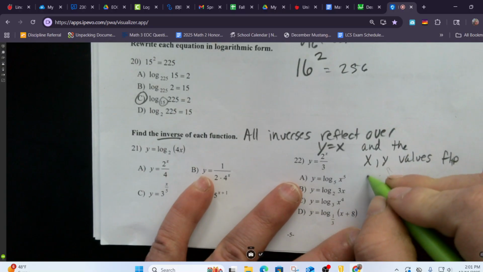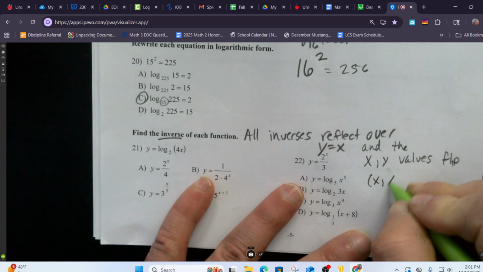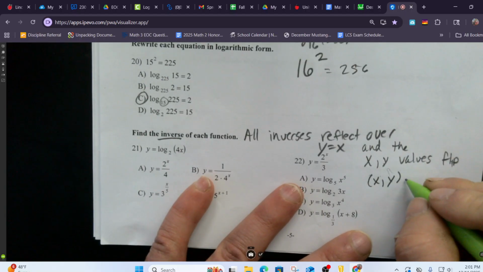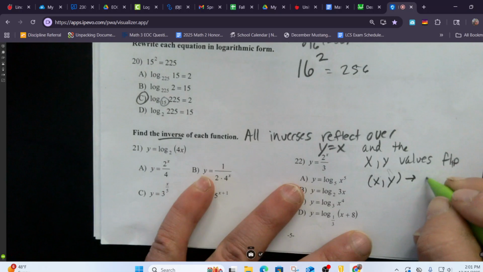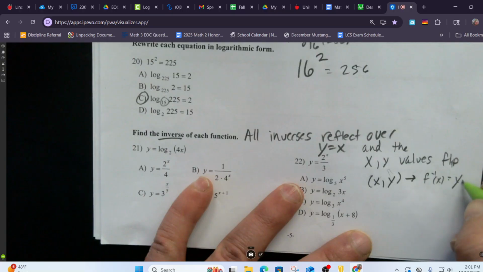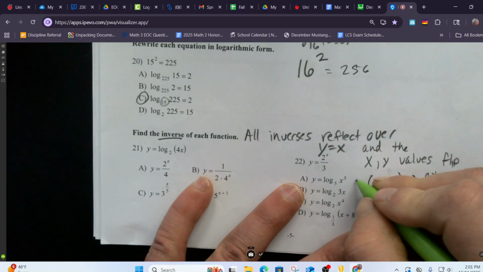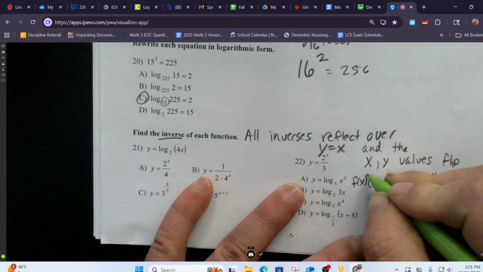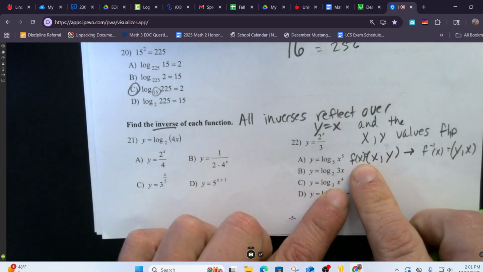Okay, so guys, if your original is xy, your inverse is yx. So your original is xy.